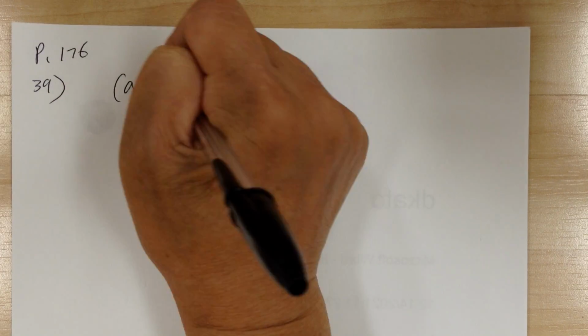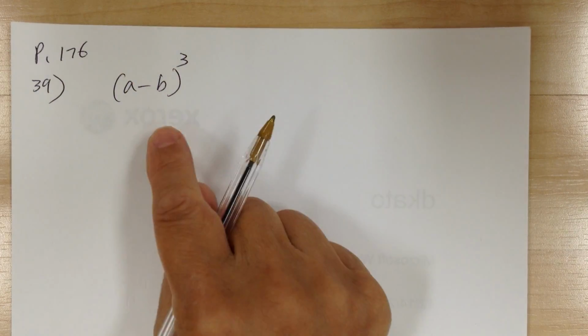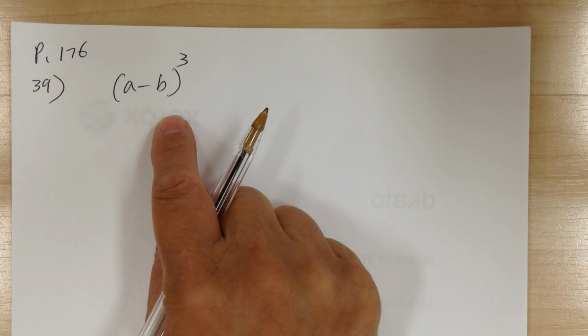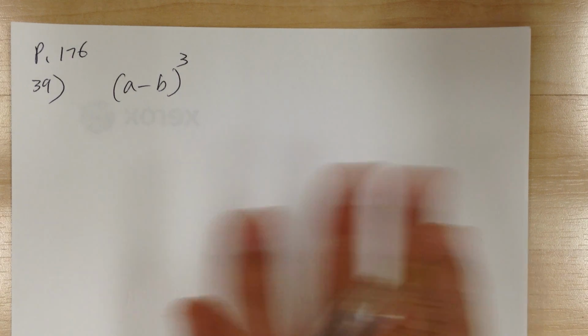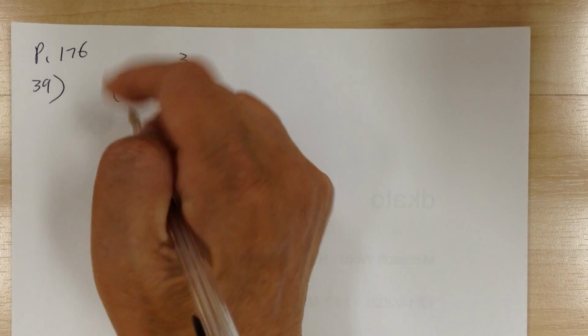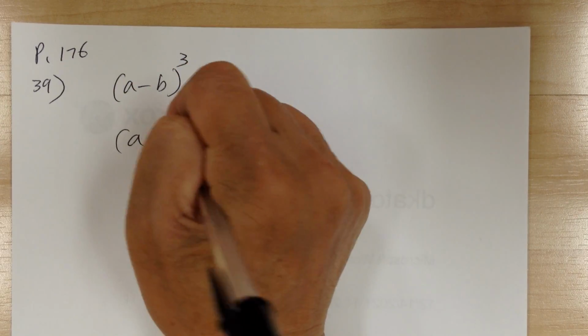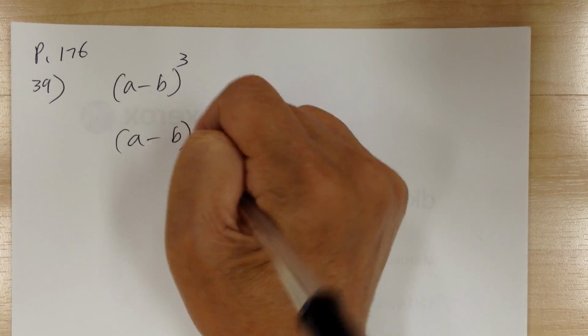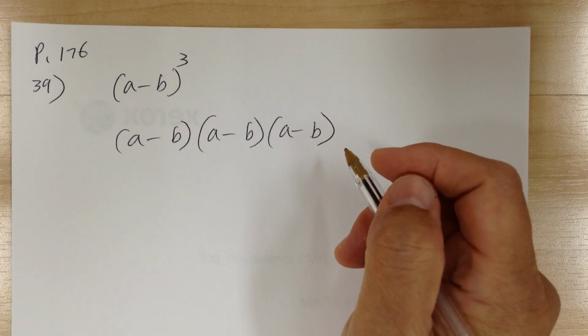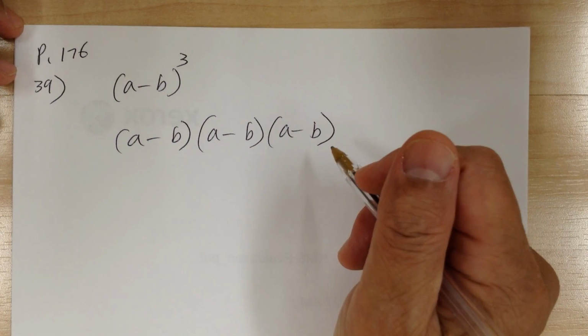You've got a minus b to the 3rd power. Now there's a shortcut, a quick way to multiply these, by using the Pascal triangle or the binomial expansion, which you're going to learn later. But since you haven't learned it yet, we're just going to do it the long way. So you're just going to write it out 3 times.